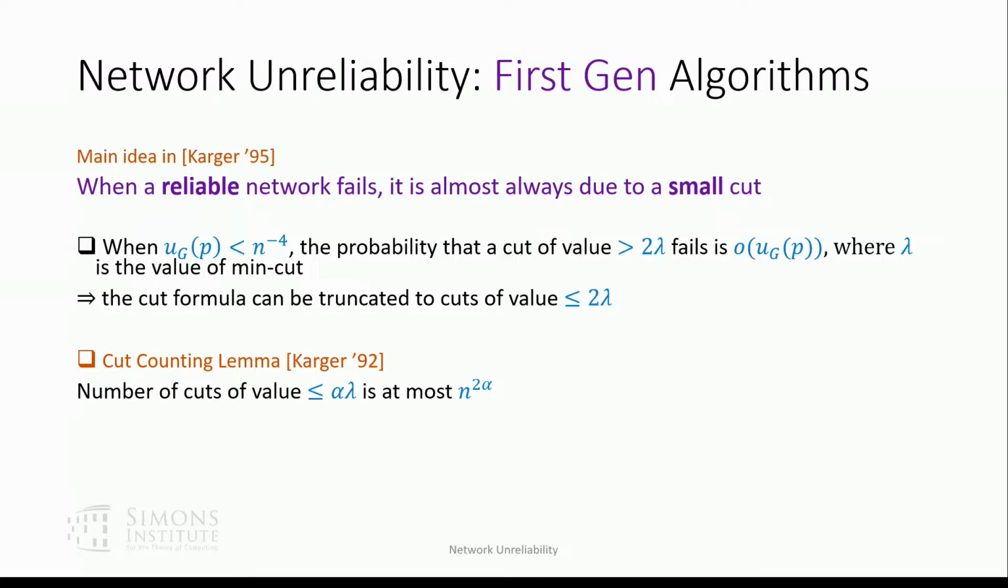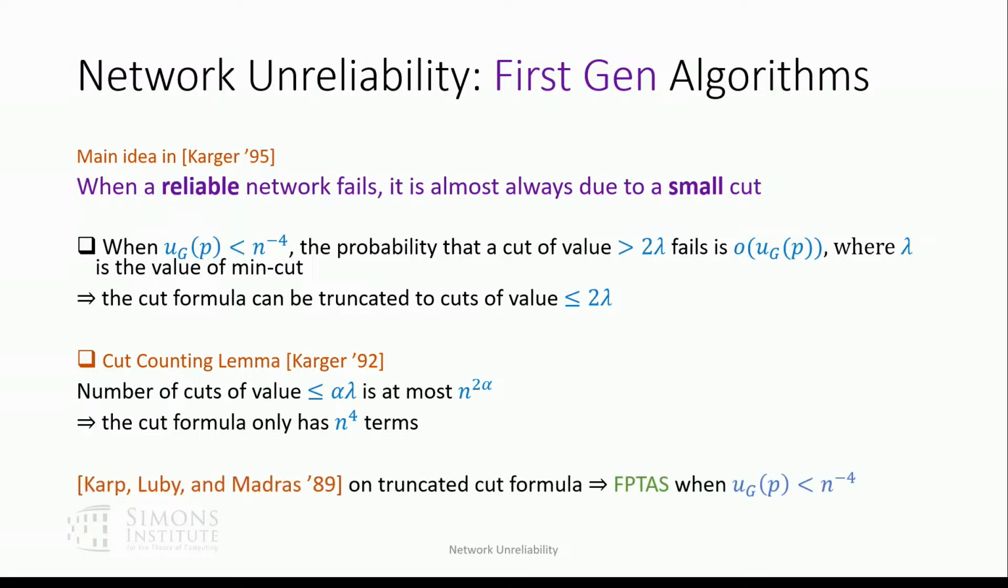Okay, and then there is this very standard and well-known lemma due to Karger that says: how many cuts do I have whose size is at most 2 times lambda? It's only n to the 4 cuts. In general, if I have any multiplier alpha, then the number of cuts of value at most alpha times lambda is at most n raised to 2 alpha.